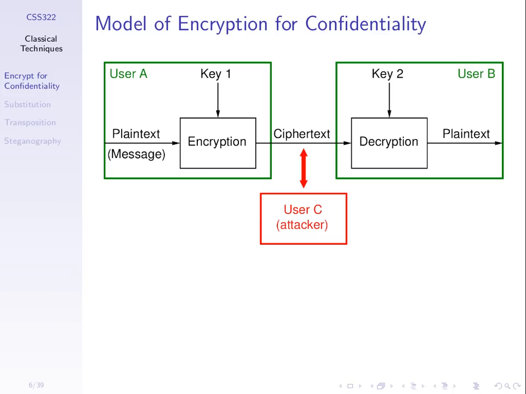The properties are such that decryption of the ciphertext produces the original plain text, and it will only be possible if we use the key. Without the key, we cannot decrypt. And key 1 and key 2 are related. Okay.